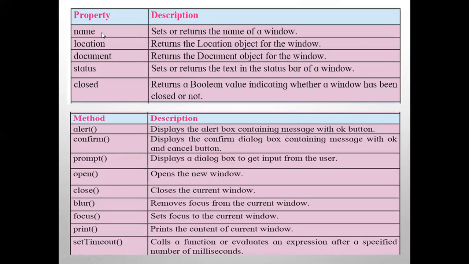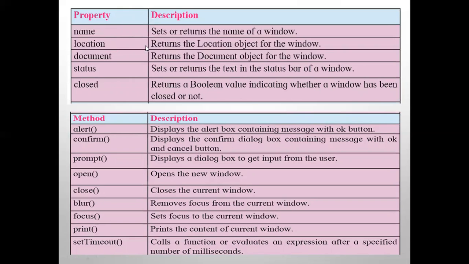A window has name, location, document, status, and closed properties. So what is the name? Name sets the name of a window. Just as you write a name attribute in a tag, in the same way here you have the name property for the window. It is the name of the window.